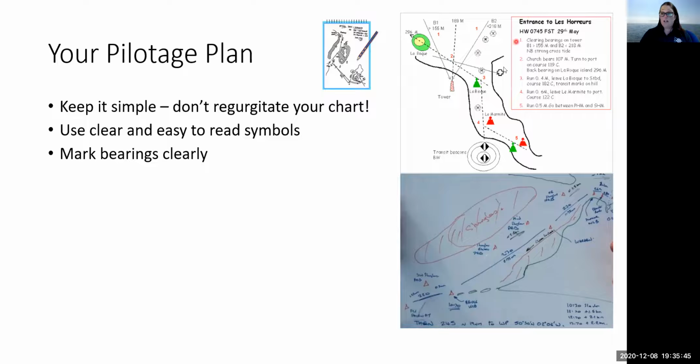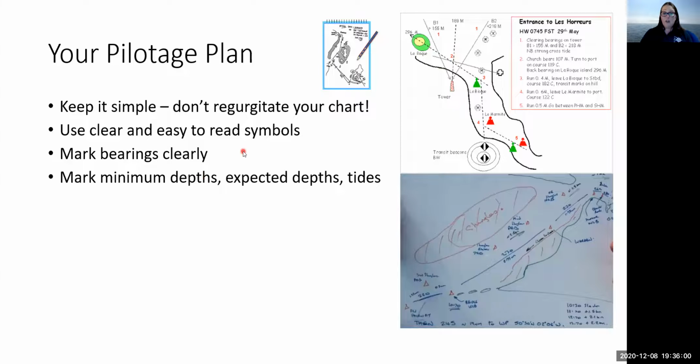The one at the top here has actually split it into leg 1, leg 2, leg 3, leg 4, leg 5, and rather than putting everything on the diagram at the top, has started to write them out. But make sure that you've got an idea of what the bearings are that you want to use. Make sure you've got any minimum depths, expected depths, and particularly any tides that you need to worry about. Is there a tidal set across the entrance, which is really quite horrendous at a particular state of tide and I would want to avoid, for example?